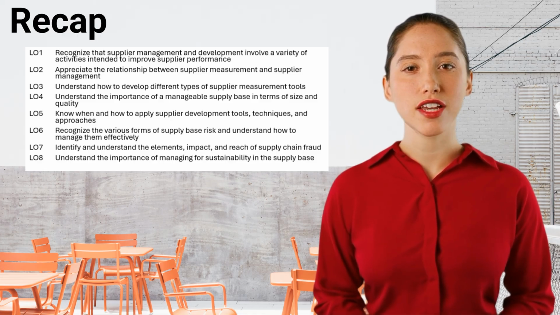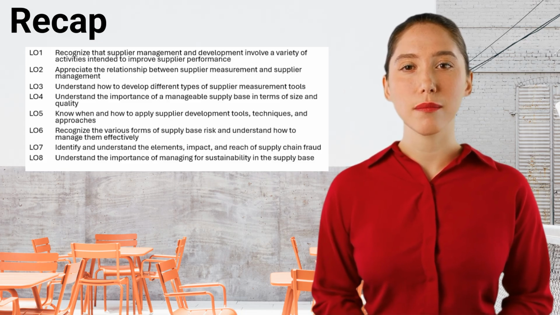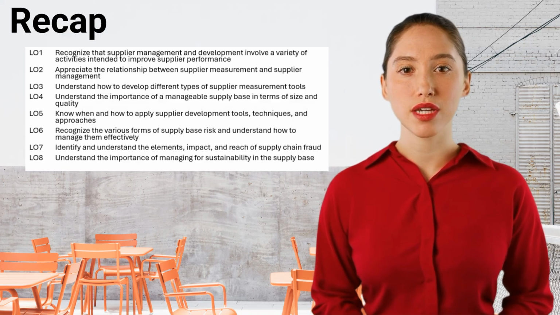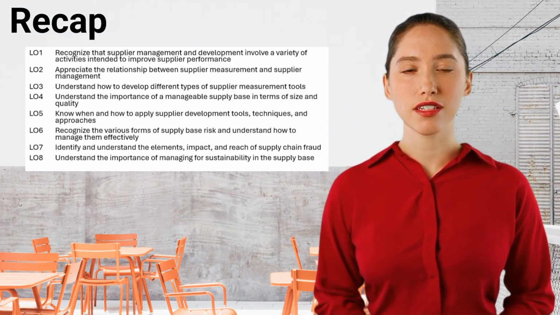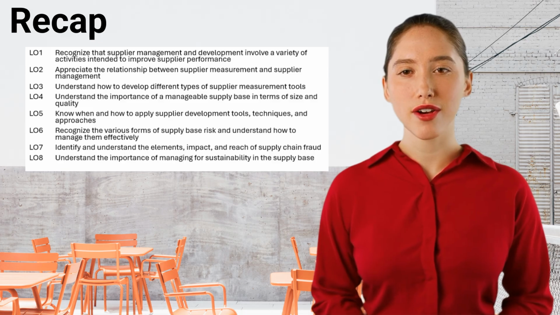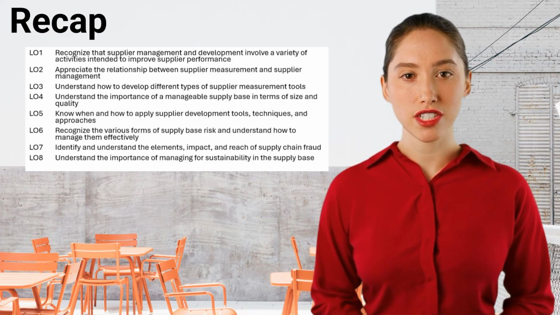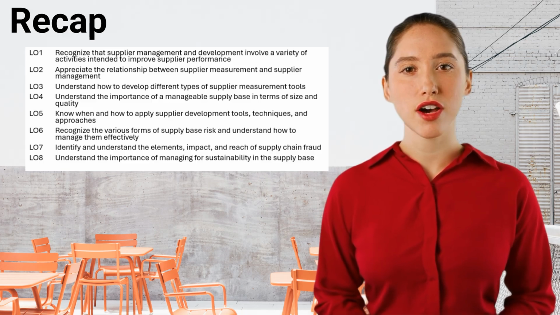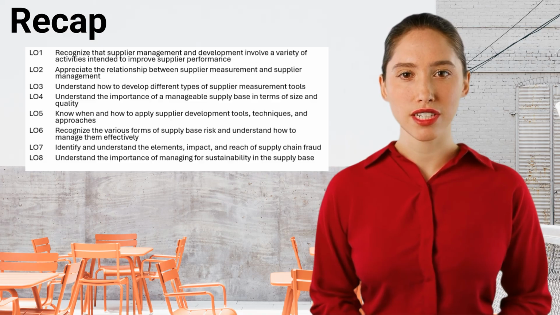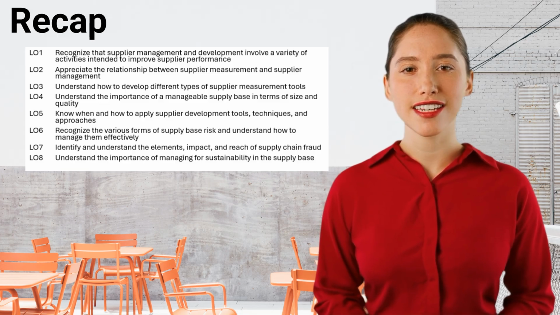Seventh, we addressed supply chain fraud. Fraud is often hidden and can be costly, so companies rely on ethical culture, separation of duties, monitoring systems, and audits to both deter and detect fraudulent activity. Finally, we discussed sustainability in the supply base. Modern supply management is not only about cost and quality. Firms now evaluate environmental impact, energy usage, logistics practices, and life cycle effects when selecting and managing suppliers. So overall, supplier management today is much broader than purchasing. It combines performance measurement, relationship management, risk management, ethics, and sustainability.